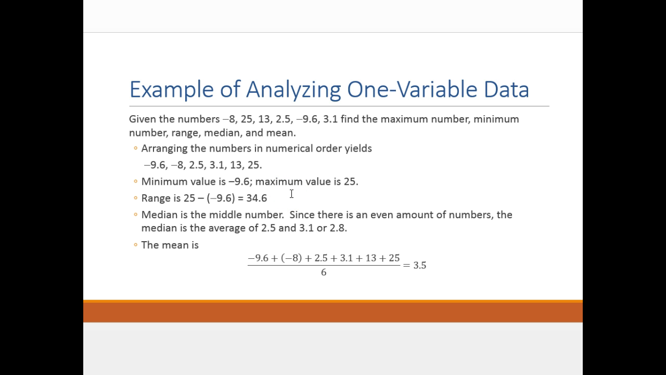Now the median is the middle score. However, we have an even number of data points here, so we have to average the two. So 2.5 and 3.1 are my two middle ones, and the average of those is 2.8. That would be my median. And my mean is just the sum of all of these divided by the number of data points. So I'm going to add all these together and divide by 6, and we find out that our mean is actually 3.5.